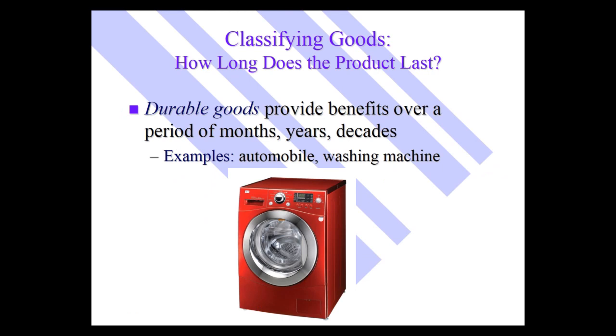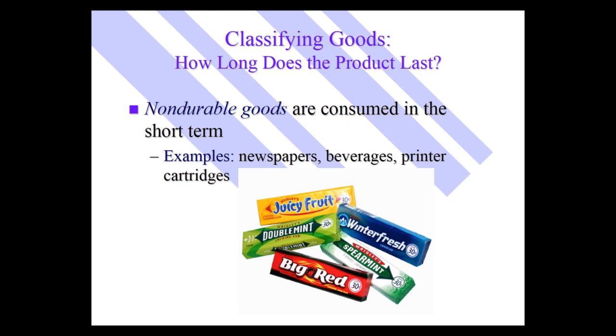Durable goods provide benefits over a period of time: months, years, decades, hence they're durable. Examples of durables would be an automobile, washing machine. Non-durable goods are consumed in the short term: newspapers, beverages, printer cartridges, chewing gum. A different way to classify products would be convenience, shopping, and specialty.